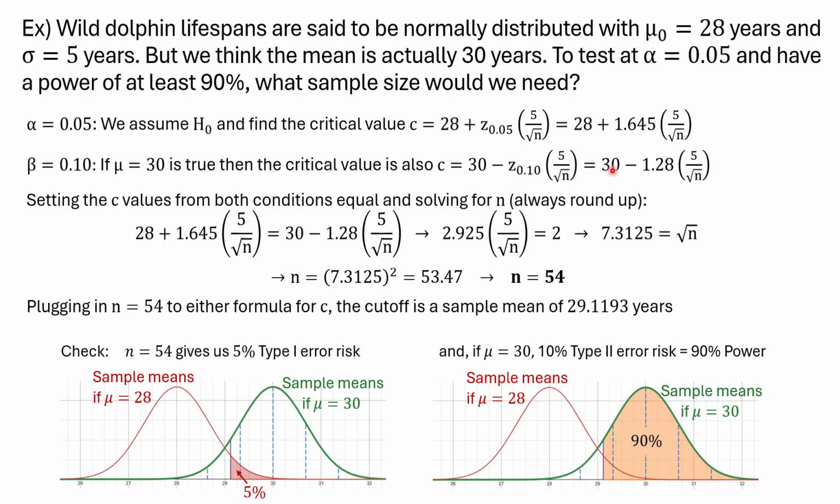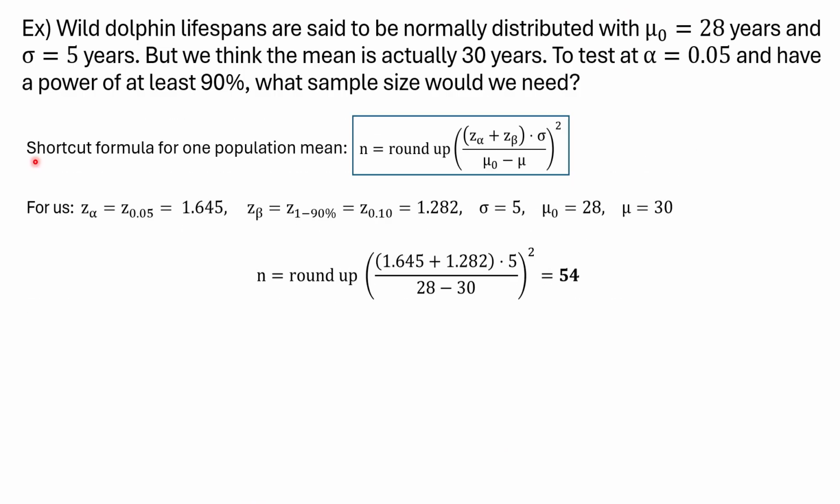But also as n increases, you'll very rapidly get a great power for your test. For example, if you got up to a sample size of 100, you'd already have a power above 99%, up from 90%. Now, since we already did this computation, I want to share a shortcut formula so you don't have to do this computation over and over again.